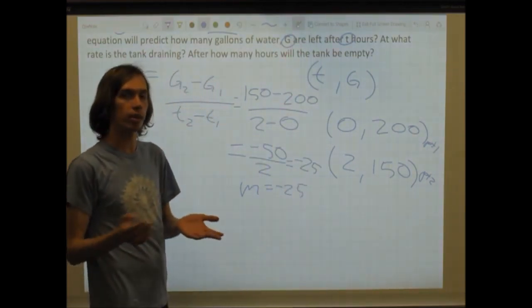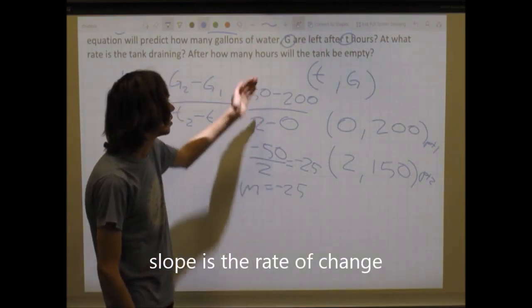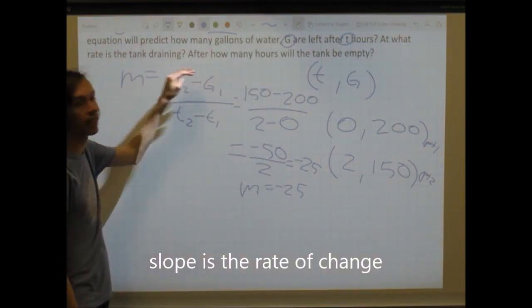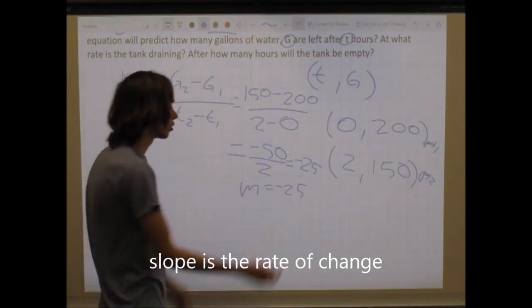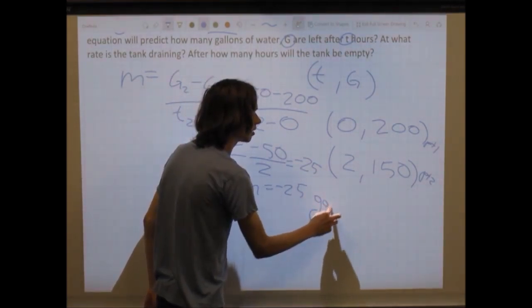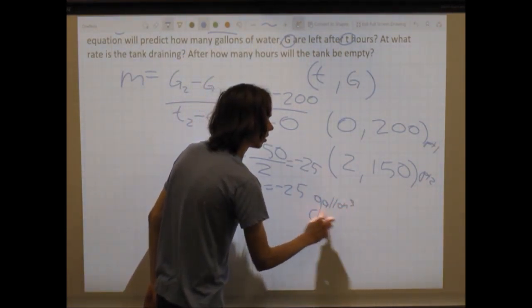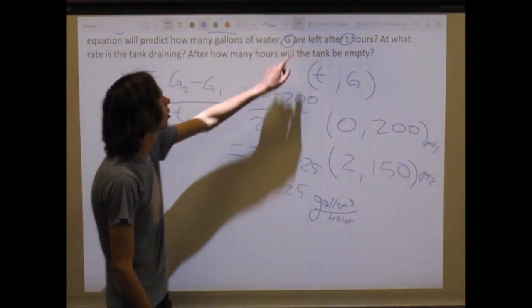And remember, slope is a rate of change, right? And in our case, it was the change in G's, change in gallons over change in T, which was time or hours, right? So this negative 25 is actually negative 25 gallons per hour. So this already actually answers our second question, right?